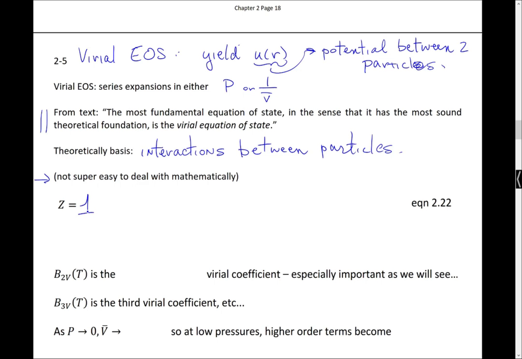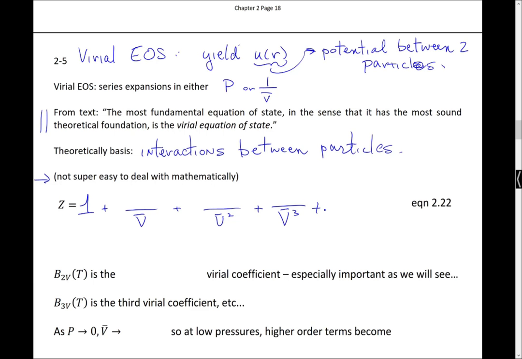So our limit is 1, right? Z equals 1, that's ideal behavior. So now we're going to add terms that account for deviations from ideal behavior. The first term, I'm going to put plus... All right, so this is going to be in terms of the molar volume. Right? My next term will be in terms of molar volume squared, molar volume cubed, and the next term will be reciprocal of molar volume to the fourth, to the fifth, etc.